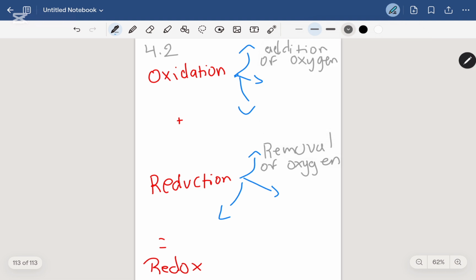Okay, so the next meaning of oxidation means the loss of electrons. So if an atom loses its electrons, we say this is oxidation. Whereas reduction is the gain of electrons. So that means if an atom gains electrons, that means the reduction has happened.